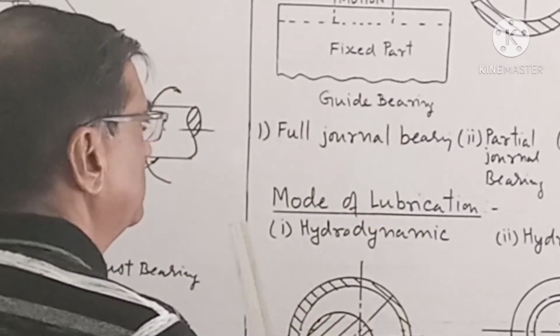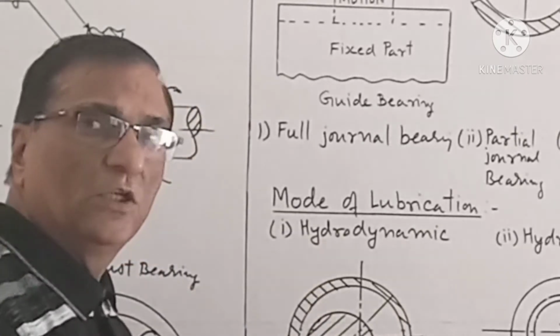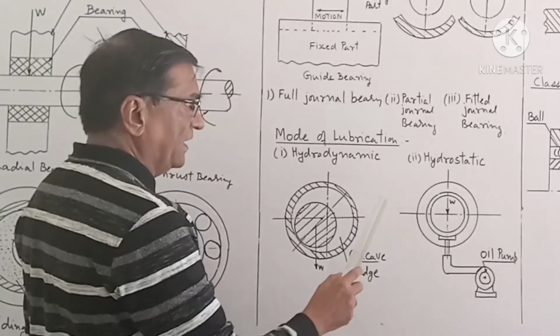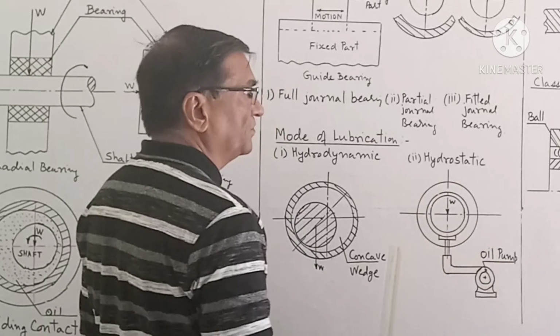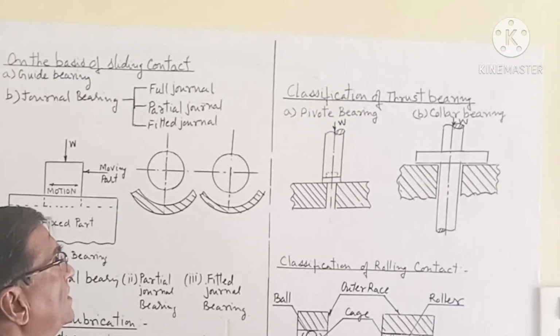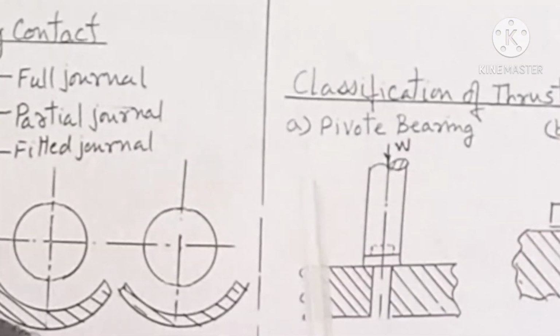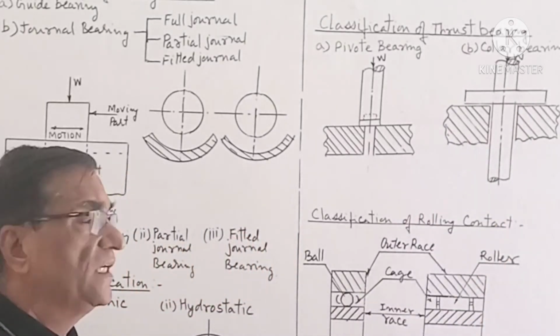Now, bearings are also classified on the mode of lubrication. This is hydrodynamic lubrication and this is hydrostatic lubrication. Here a pump is used. Now, next is the classification of thrust bearing. This is pivot bearing and this is the figure of collar bearing.